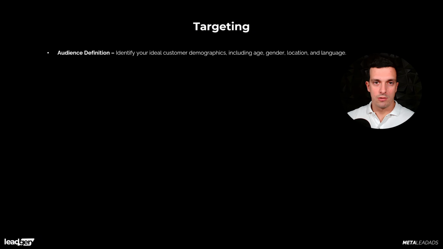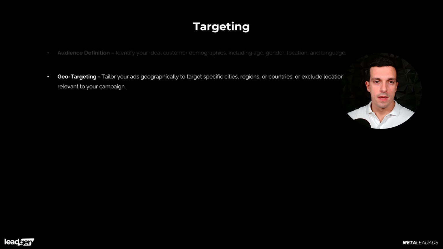Targeting. Audience definition: identify your ideal customer demographics, including age, gender, location, and language. So by now you did some ChatGPT prompts, you know your target audience. And when we go into Ads Manager on the ad set level, you will be pretty well equipped to choose the targeting. I'm going to help you. I'm going to show you how I do it. And it's going to be fun.